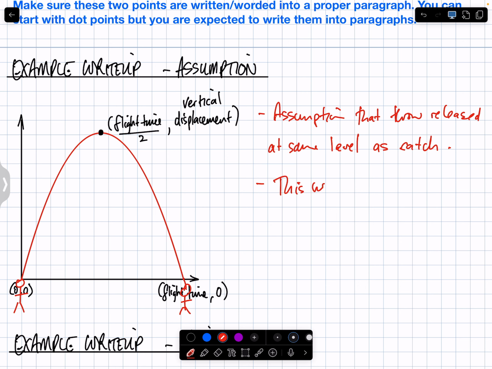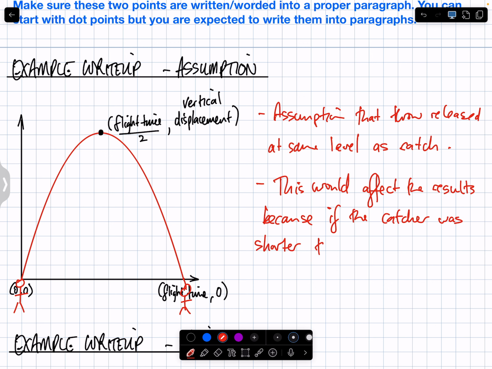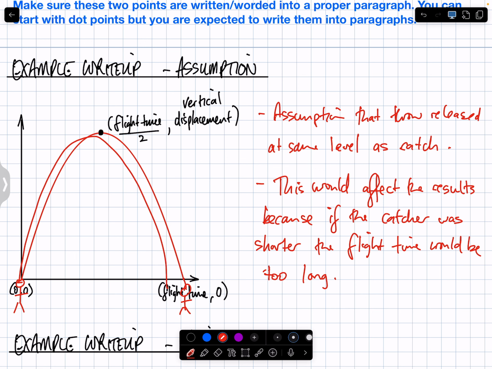This would affect the results because what example did we do? If the catcher was shorter, the flight time would be, what did you say? Longer. Flight time would be too long. Conversely, would it work the opposite way if the catcher was too tall? See? And then your perfect thing would be a little short. It wouldn't be right. Okay? That's an example of an assumption.